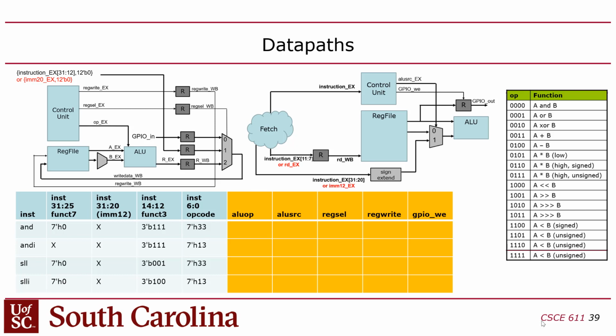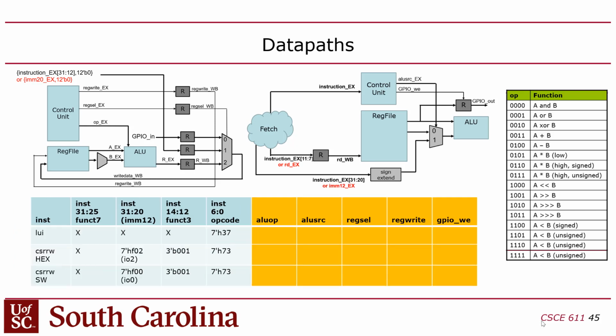Okay, and I, SLL, SLLI. ALU op, again, is just a cross-reference to those specific operations. ALU source is going to depend on whether you're doing an R type or an I type. So ALU source is a 0 for the AND and the SLL, but it's a 1 for the ANDI and SLLI, because those are I type instructions, so their second operand comes from the immediate. Reg Select is, I think, just always 2 again. Reg Write's always 1. GPIO write enable is always 0, so those are always the same. Okay, how about load upper immediate?